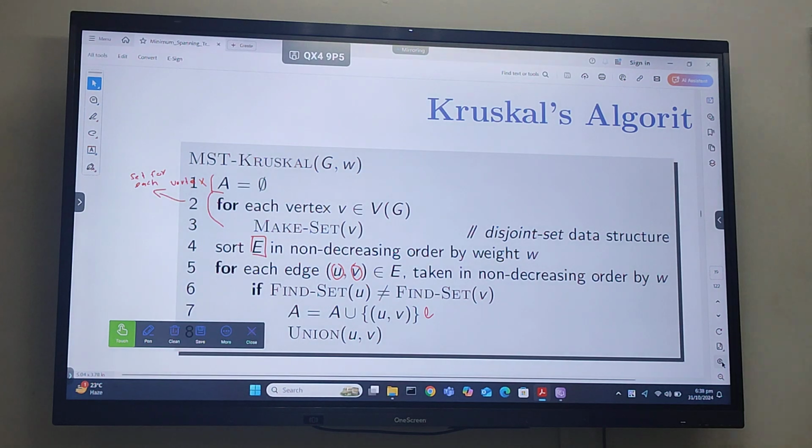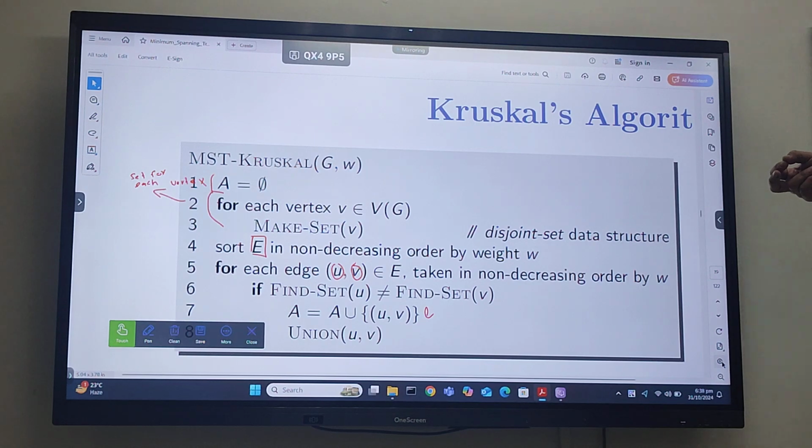So I'd like you to go through this algorithm. For each edge UV, E is the total number of edges. Basically, we are picking one edge at a time, looking at its two endpoints, calling one endpoint U and the other endpoint V. In each iteration, U and V will change. These are variables essentially.